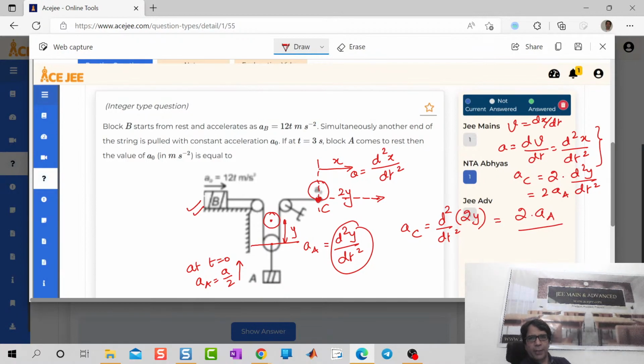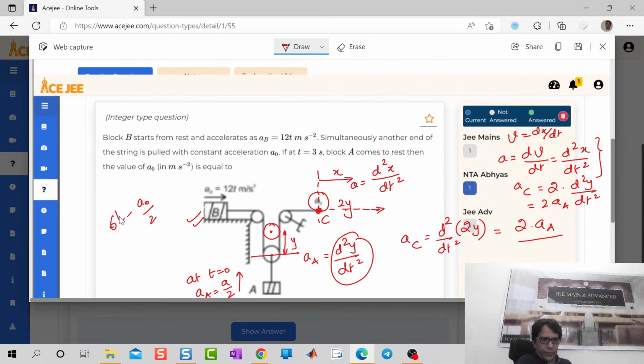Think about it this way. Would it be 60 minus a naught by 2? 60 minus a naught by 2. Sir, 60. Yes. 60 minus a naught by 2.